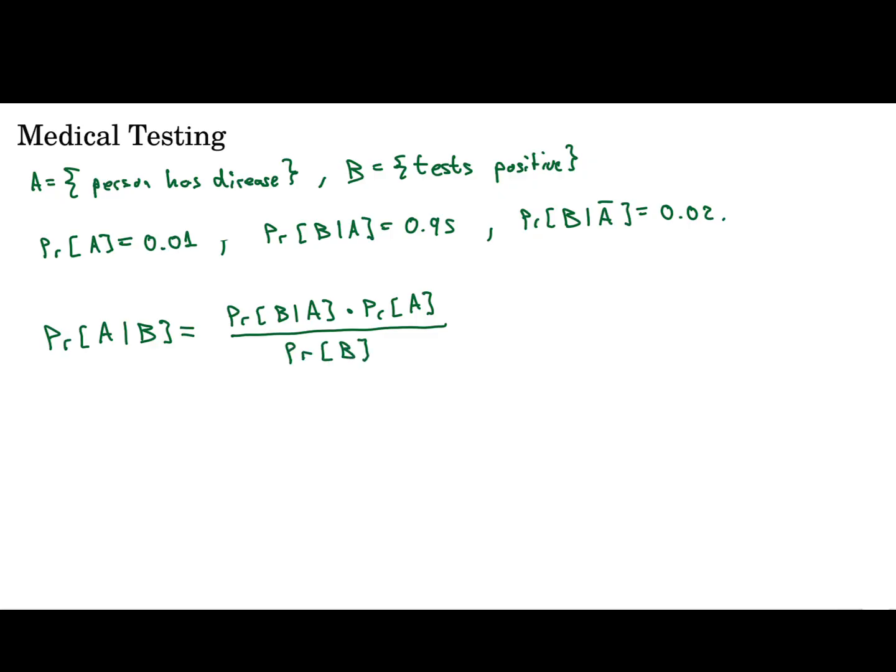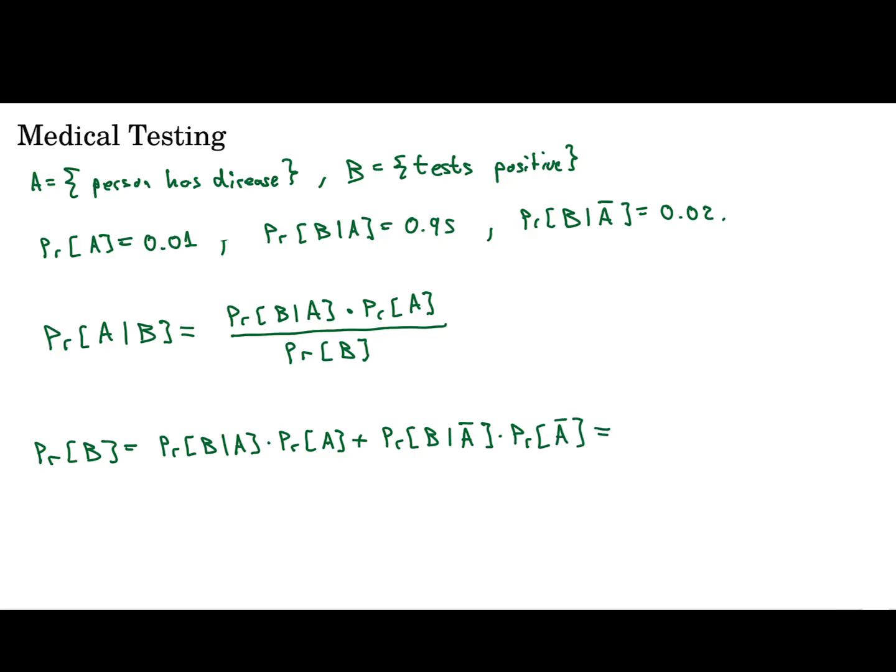And here, let's write it down, the probability that they test positive, we can rewrite this using the rule of total probability as the probability that they test positive given that they have the disease times the probability that they have the disease, plus the probability that they test positive given that they do not have the disease times the probability that they do not have the disease.